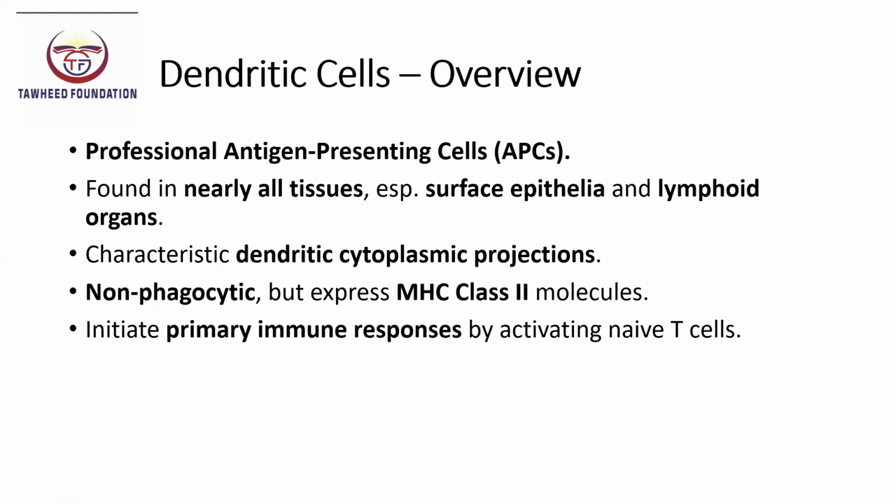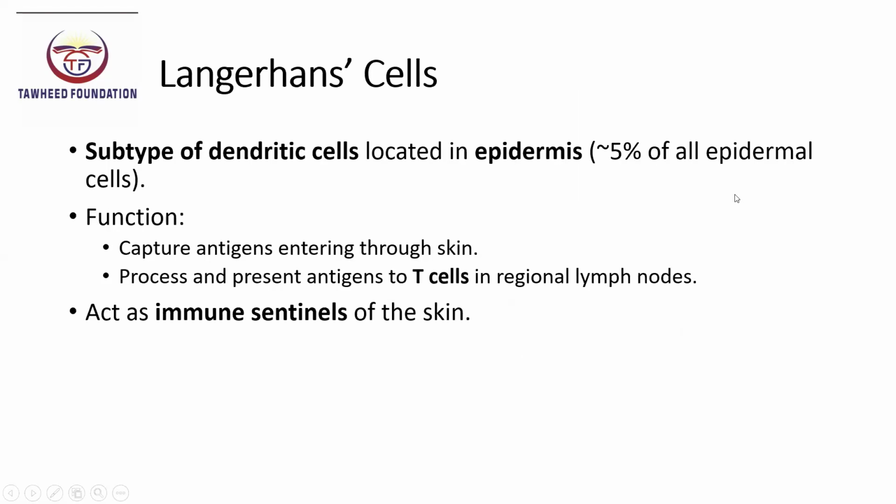Next is dendritic cells. Dendritic cells are professional antigen presenting cells, that is APCs, found in almost all tissues, especially at surface epithelia and lymphoid organs. They have dendritic projections and express MHC class II molecules. Although largely non-phagocytic, dendritic cells activate naive T cells and initiate primary adaptive immune responses, making them crucial for immunity.